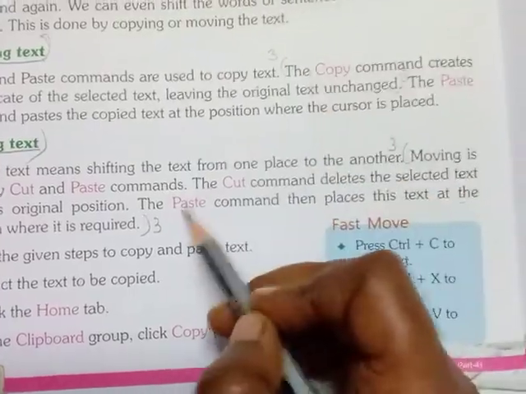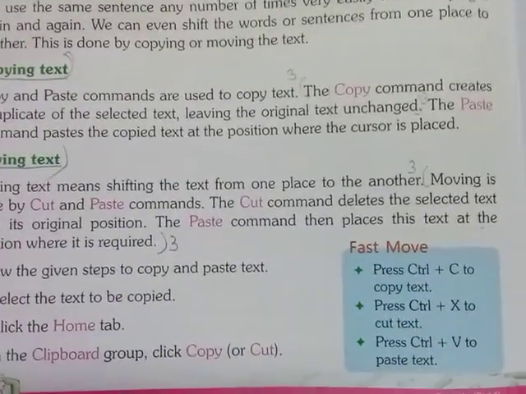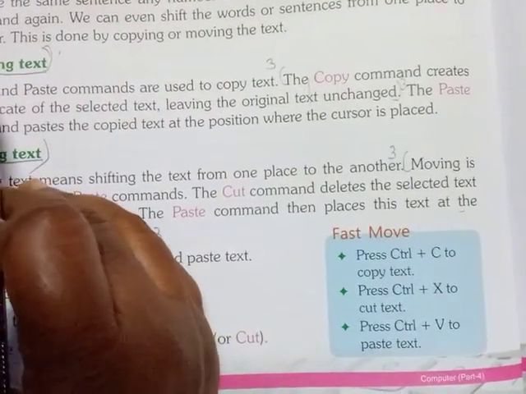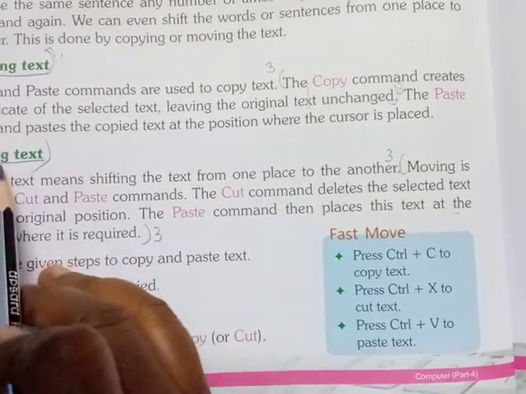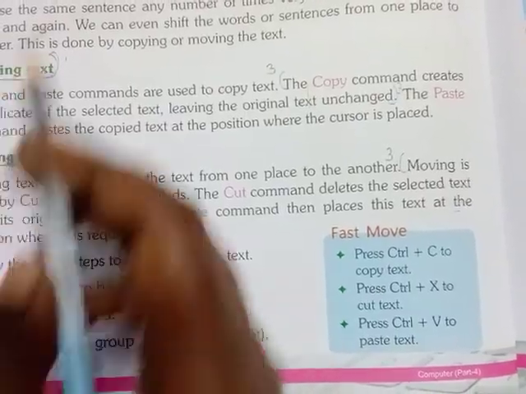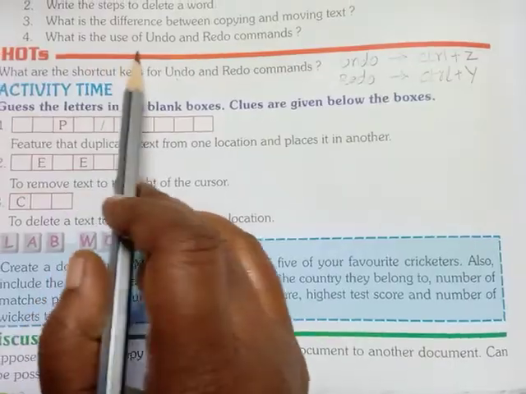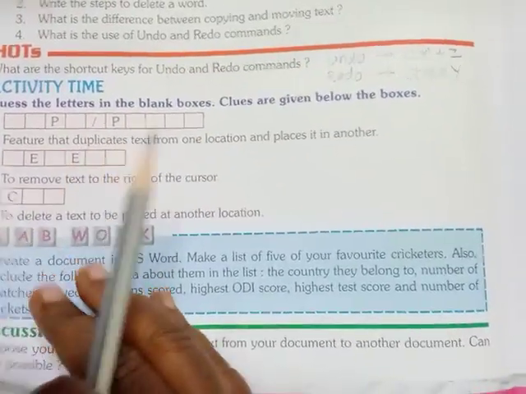So this and this is the third question answer, because they asked what is the difference between copying text and moving text. So we will write 1 point from copying text and 1 point from moving text. You write down by down, not side by side. Okay. Next, what is the use of undo and redo commands?